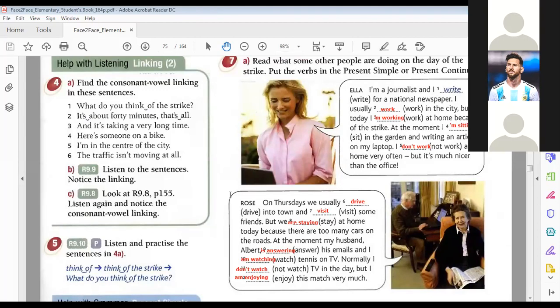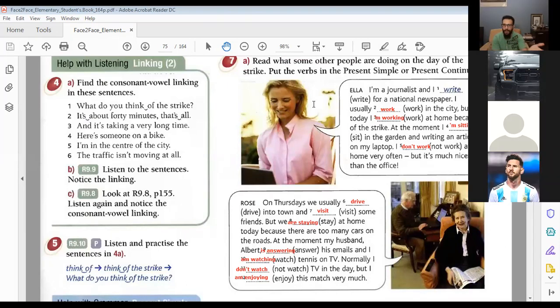Okay, very nice. So that's correct. Yes, this is how we talk about things which happen usually, or how we talk about our routine or our habit, and how we talk about something different. So here for Ella, because she's a journalist, she usually works in the city. Today is different. Today she's working at home. Why? Because of the strike. Do you get the idea?